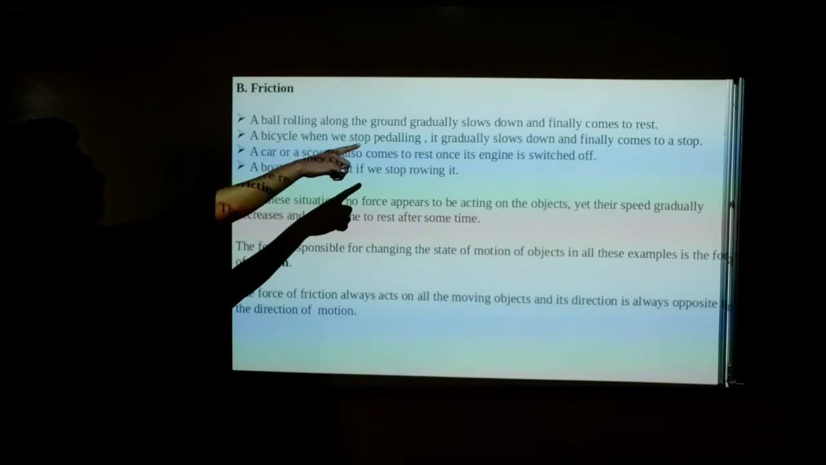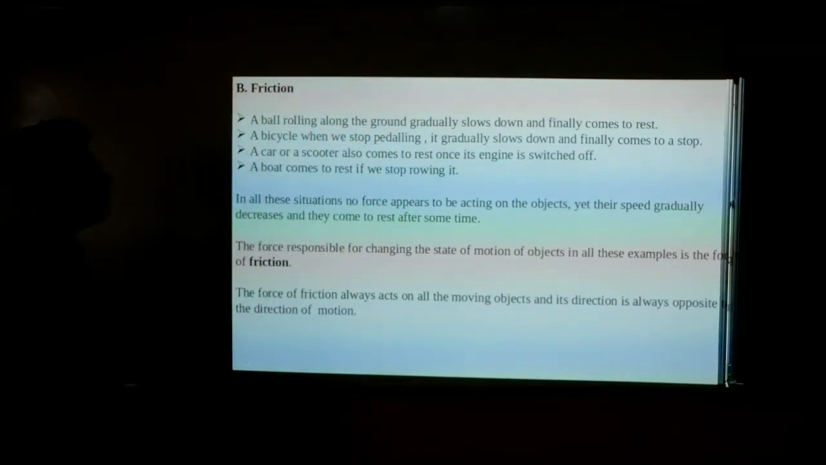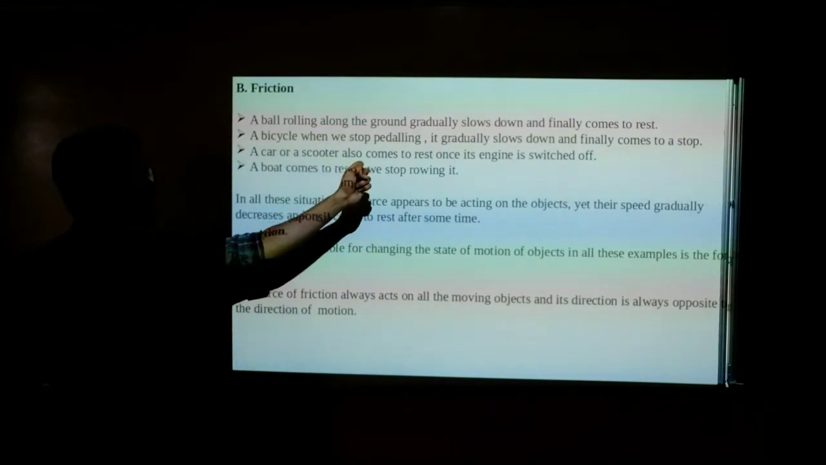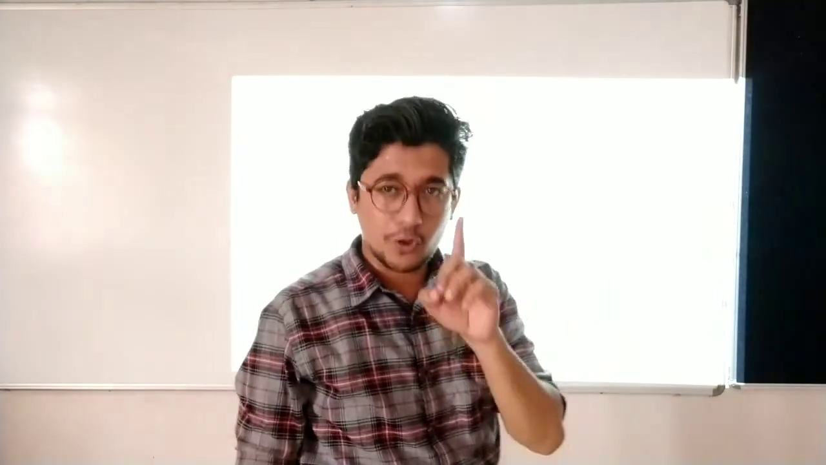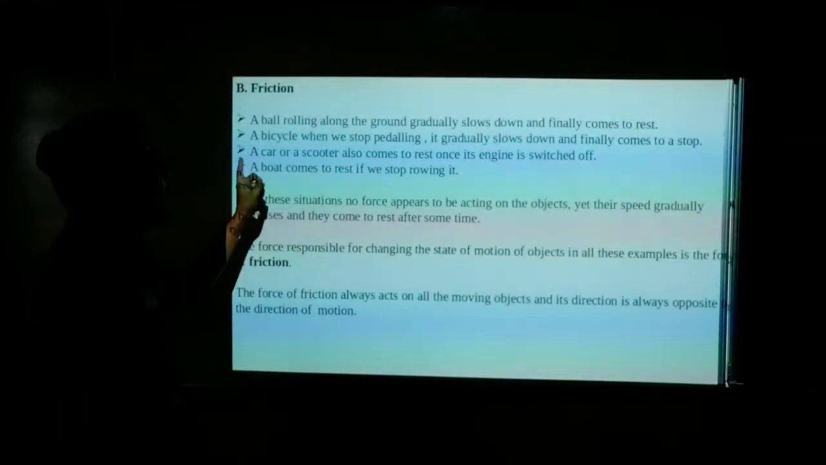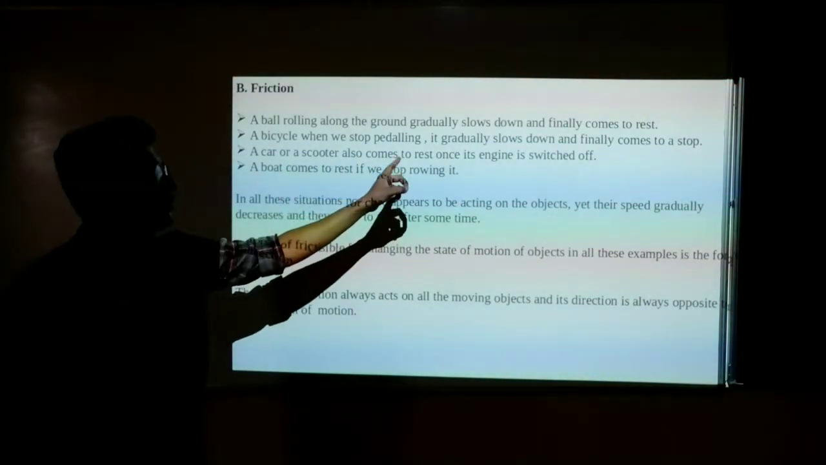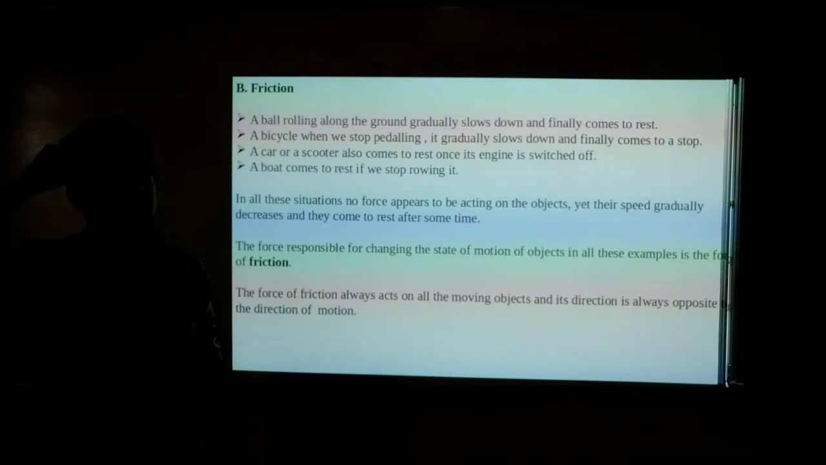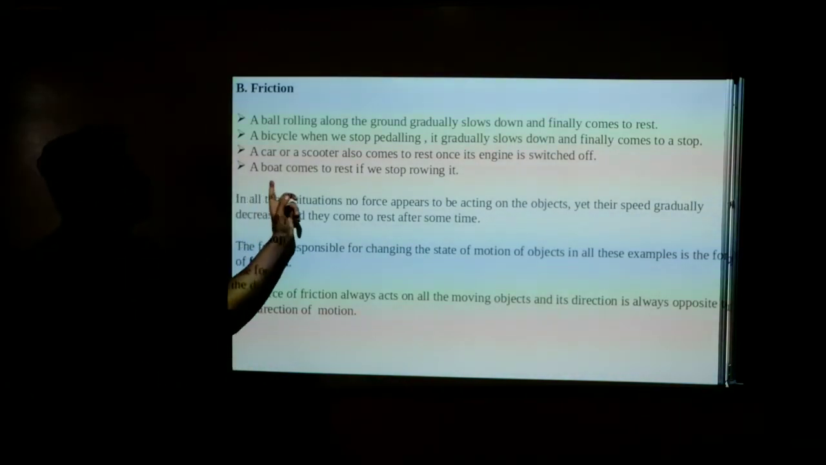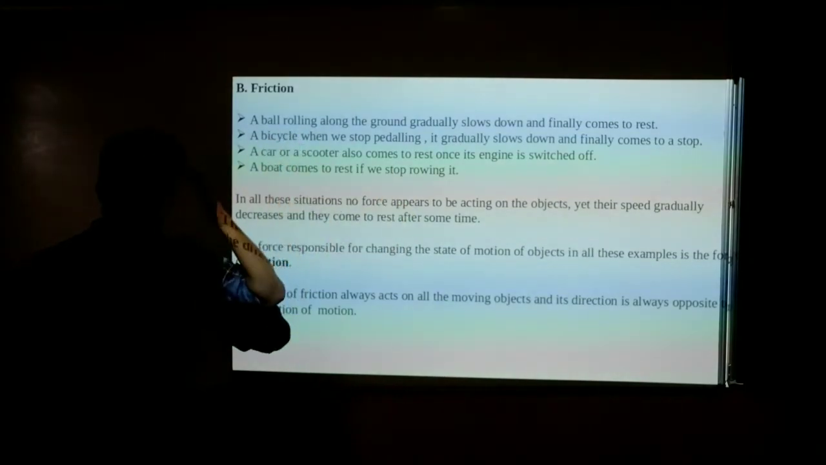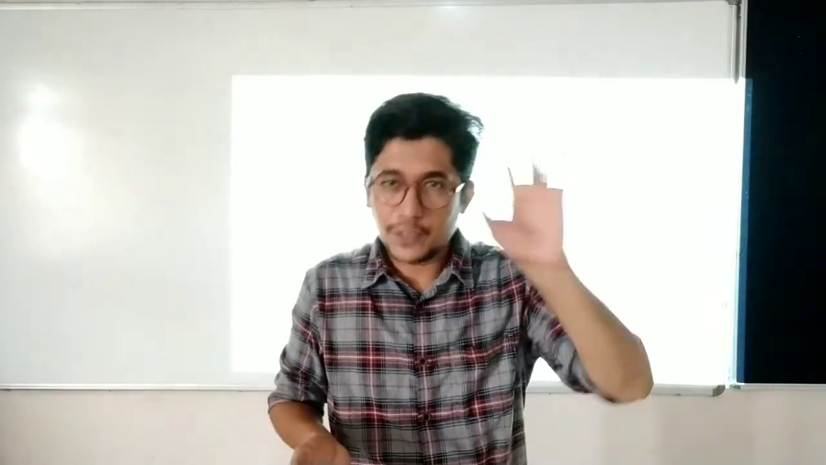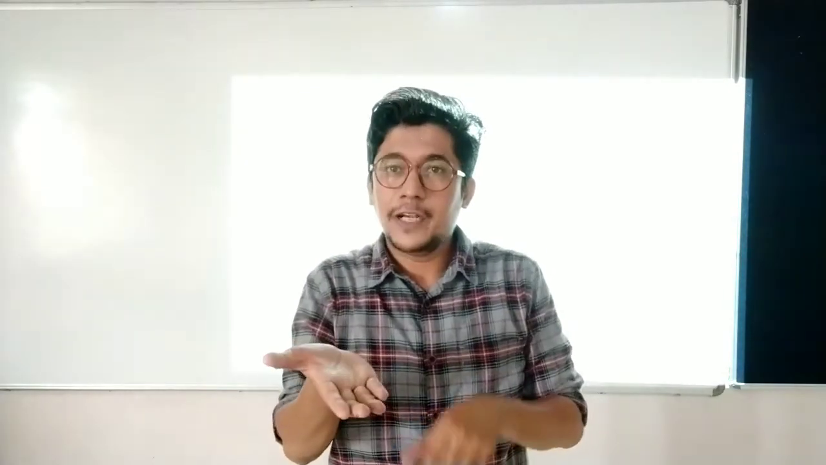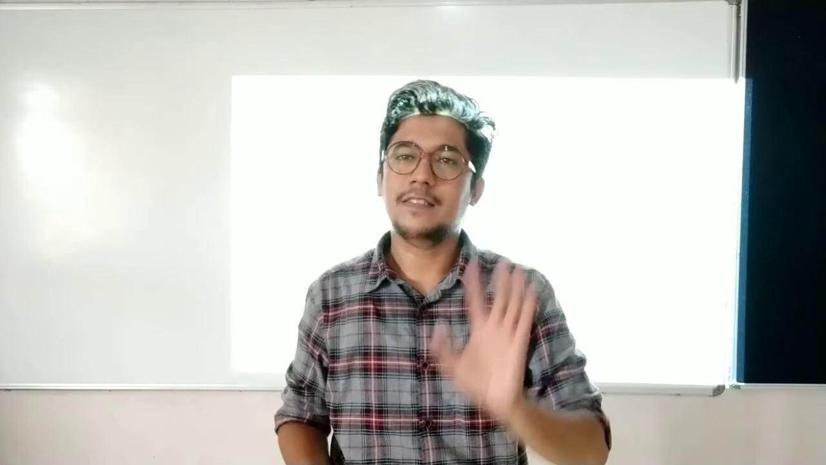A ball rolling along the ground gradually slows down and finally comes to rest. You have understood? A bicycle, when we stop pedaling, gradually slows down and finally comes to a stop. Why? Because of the friction between the road and the bicycle. A car or a scooter also comes to rest once its engine is switched off, again because of friction between the tires and the road. Fourth, a boat comes to rest if we stop rowing it. If you stop rowing, the boat will move to some extent and then stop, because there is friction between the water surface and the boat surface.